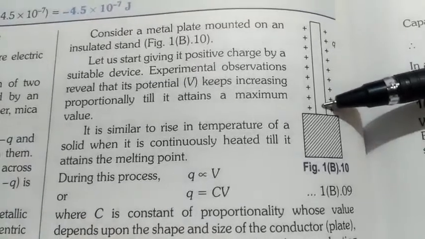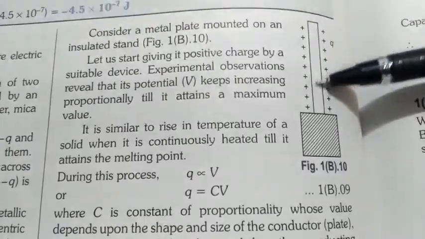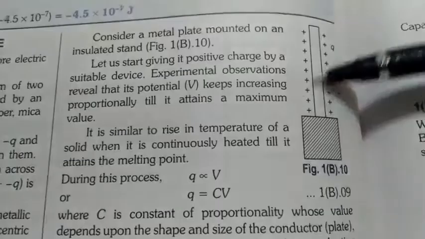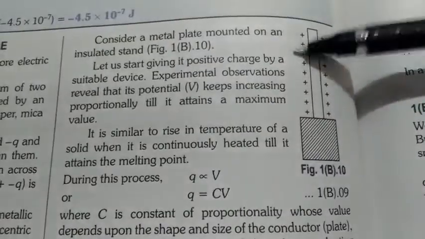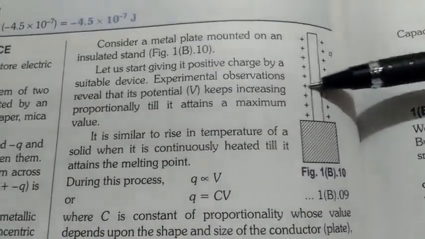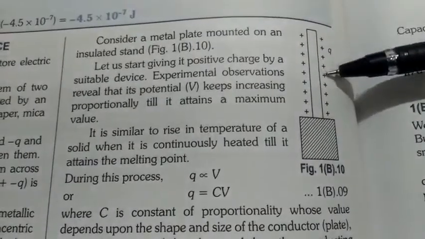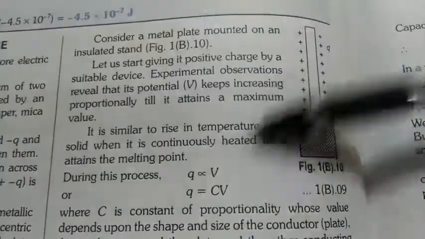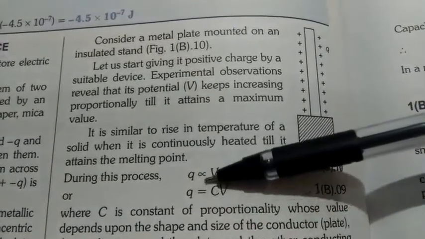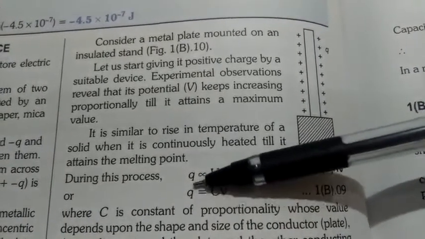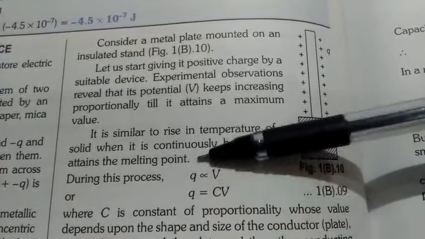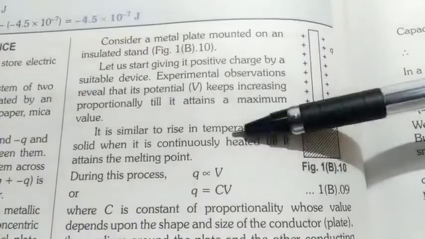As we continue giving charge particles, more and more charge will come on the plate. Its potential keeps increasing. So that means we can write this formula: Q is directly proportional to V. As we increase the charge, the potential also will increase.